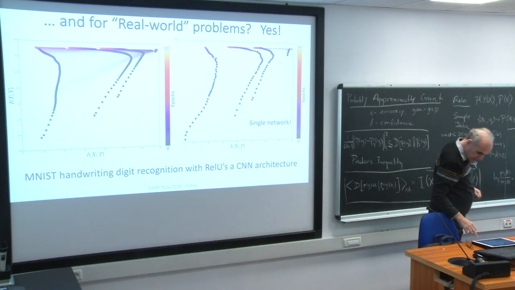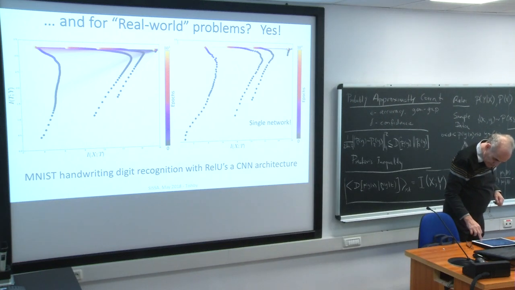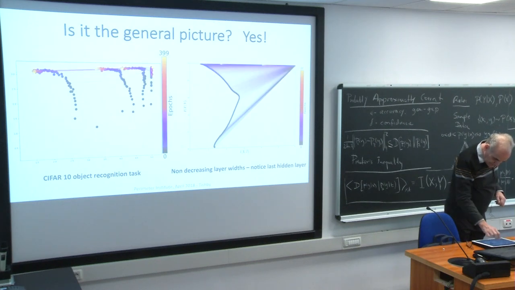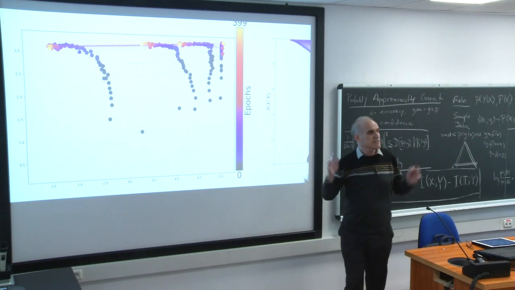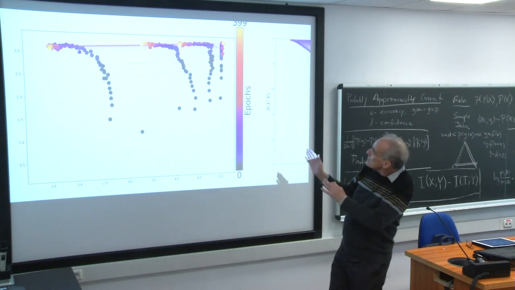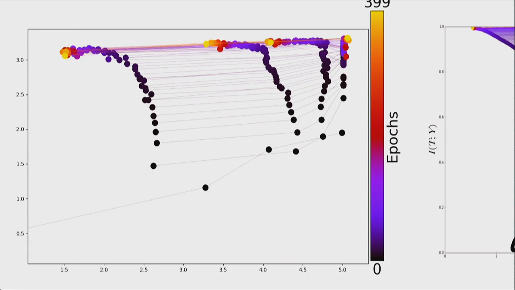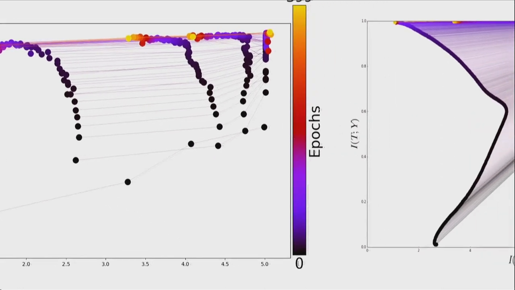And by the way, you see this even for CIFAR, which was much harder to generate. This is CIFAR 10. It's very hard to estimate the mutual information; it's a very high dimension. But it's enough for me to see a similar type of trajectories. So it's true in every network we looked at.